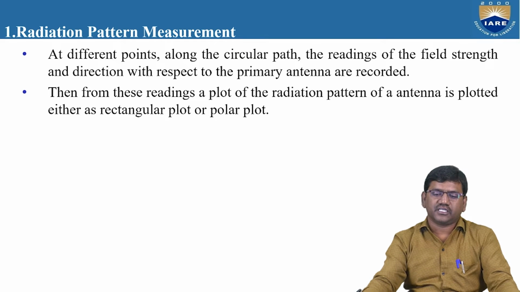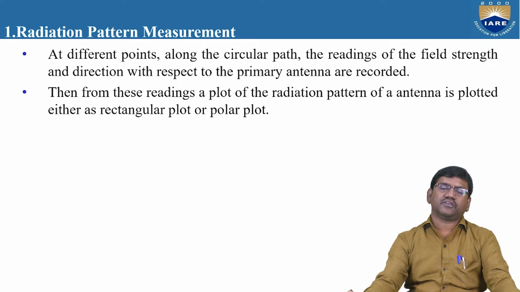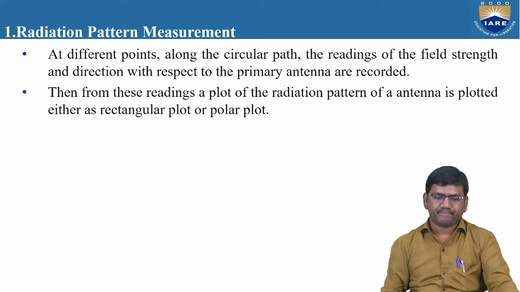So at different points along the circular path, the readings of the field strength and the direction with respect to the primary antenna are recorded. After recording all the plots, we need to draw the radiation pattern.